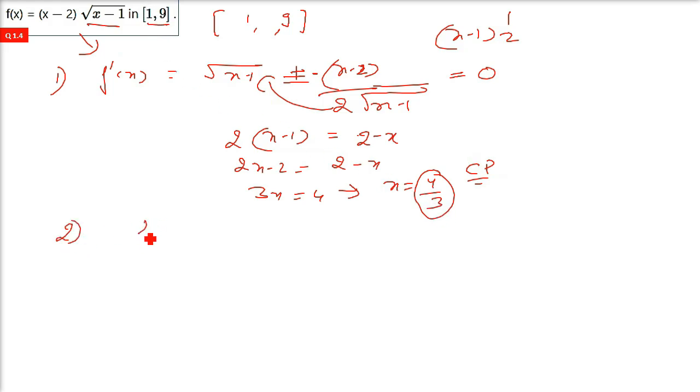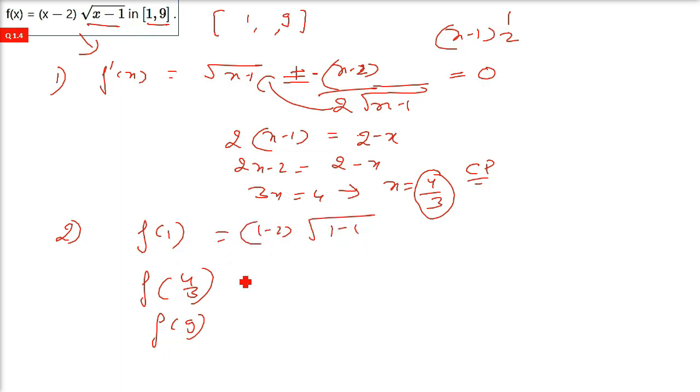The second step is going to be like this. We have f1 and f4 by 3, that is in the original equation. You have to place 1, 4 by 3 and 9. These 3 values we have to check for. I mean, we have to find out the value of y, that is f(x), for the critical points, which is in this case 1, 4 by 3 and 9.